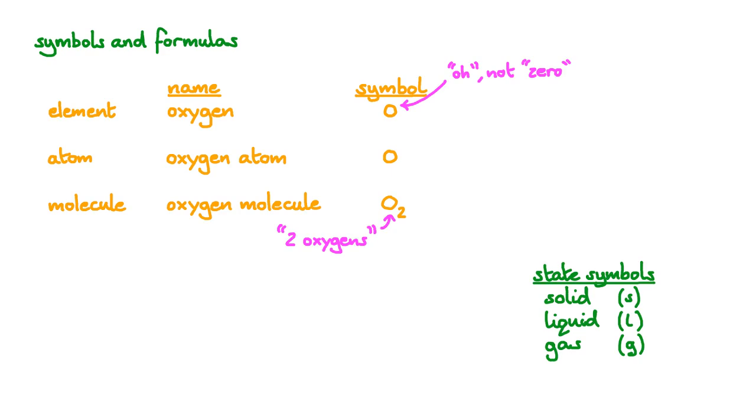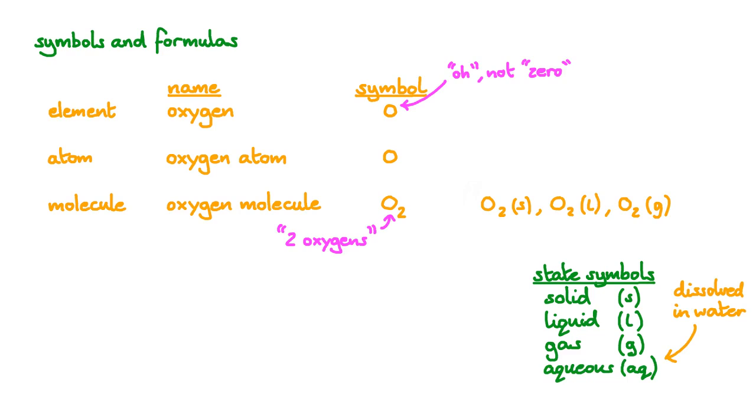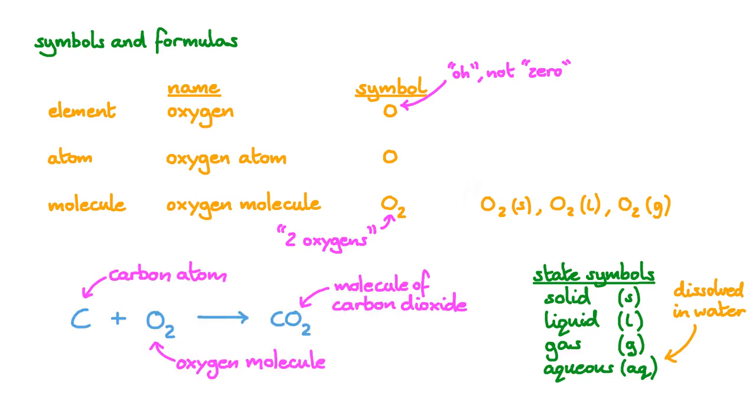You may see these formulas appearing with state symbols, which are symbols that indicate the state or phase of the substance. So you may see symbols like that, where we have the oxygen molecule in solid form, in liquid form, or in gas form. And you may also see the symbol aq, which indicates a substance is dissolved in water. These symbols will crop up all over the place, for instance in chemical reaction equations. Here we have a carbon atom reacting with an oxygen molecule to form an entirely new substance called carbon dioxide. This new substance has different intermolecular forces and different intramolecular forces.